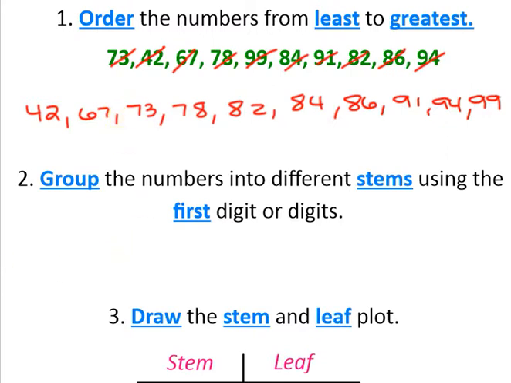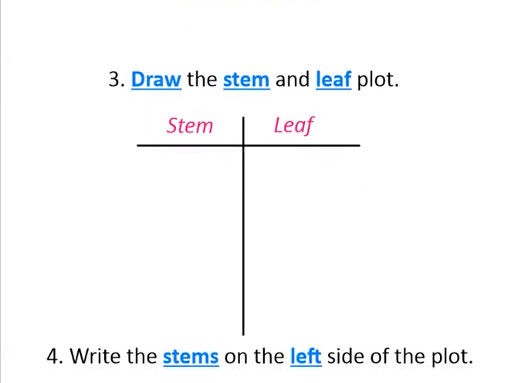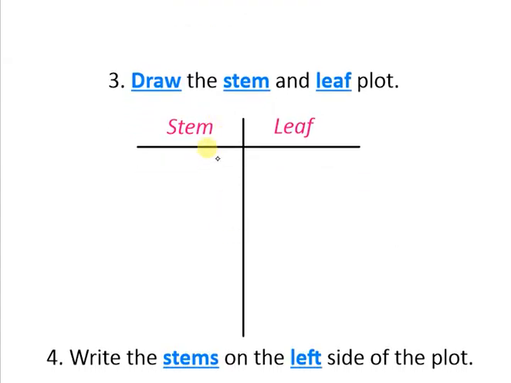Number 2 is mostly done in your mind. You want to start to formulate what your plan is going to be. So number 3 is you're going to want to draw your stem and leaf plot. And the way that you do that is you draw a T-chart. You write stem on the left and leaf on the right. You don't make a fancy title, it's just called stem and leaf.